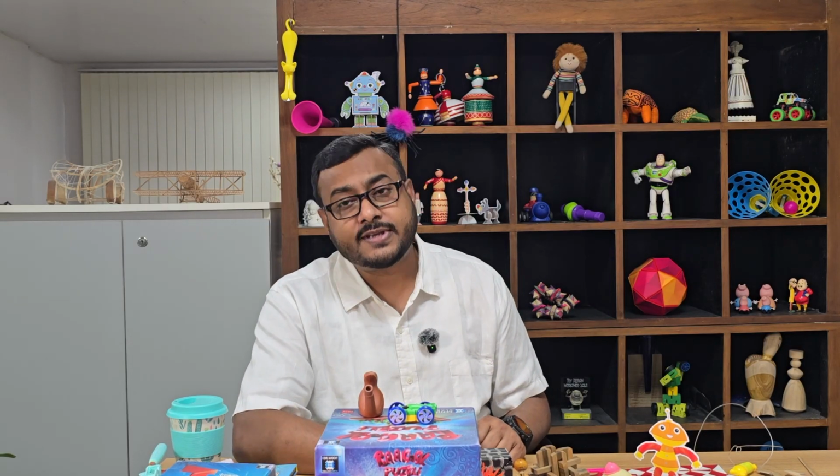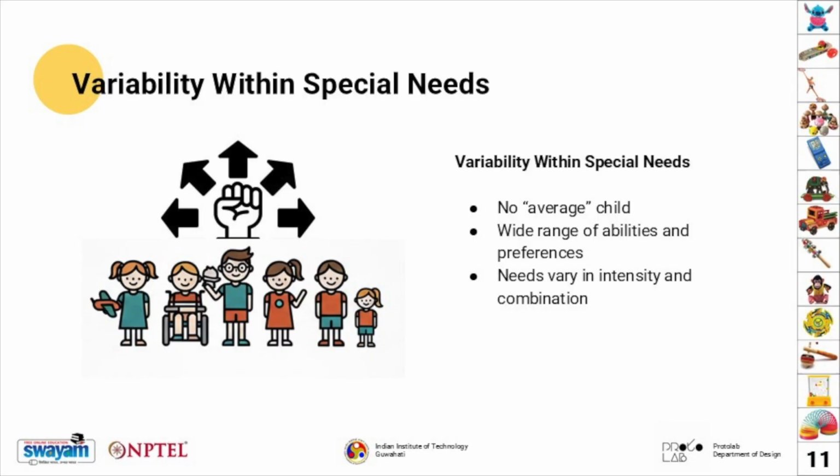One of the biggest mistakes in designing for special needs is assuming there is a single typical user. There is no average child with special needs. Children differ widely in abilities, preferences, energy levels, and play styles. Even within the same category, experiences can be very different. Two children with the same diagnosis may interact with the toy in completely different ways.